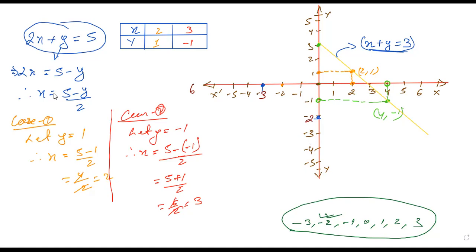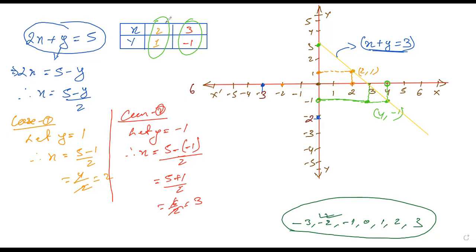Now you just have to plot this one. अब बस तुम लोगों को इसको plot करना है. You just need to plot this. So 2 and 1. So where is 2 and 1? So already we have this 2 and 1. Then the second one is 3 and minus 1. So where is 3 and minus 1? So over here, this is 3 and this would be minus 1.